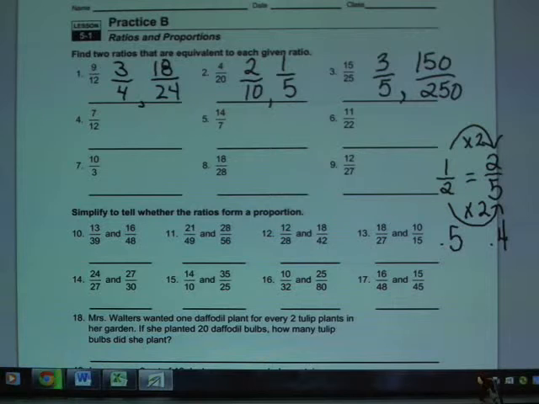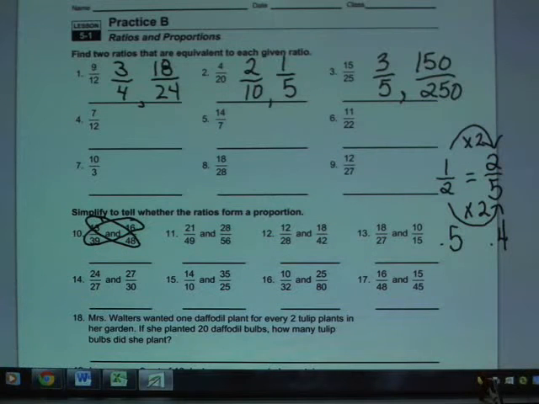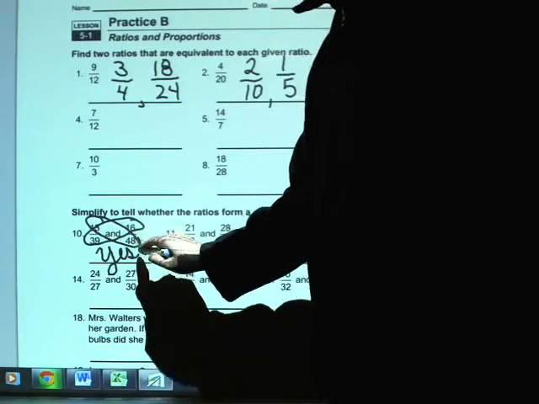So what you're going to do here is you're going to do 13 times 48 and check your answer. And you're going to do 16 times 39 and check your answer. And if they are the same thing, you have a proportion. Well, 13 times 48, that's going to give me 624, where 16 times 39 gives me 624. So in this case, yes, because we got a 624 when we did each diagonal, this is a proportion.